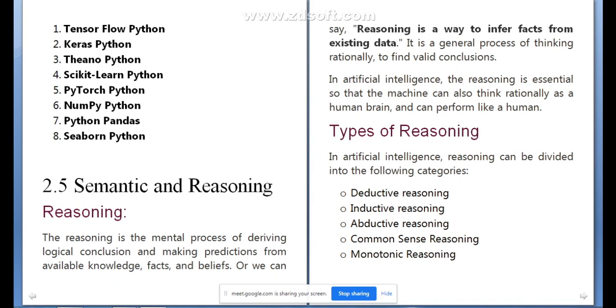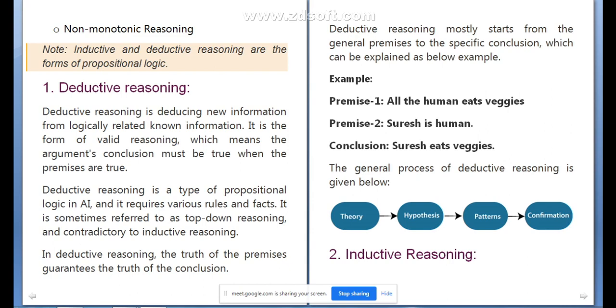So reasoning is important. There are different types of reasoning in artificial intelligence. Reasoning can be divided into different categories: deductive reasoning, inductive reasoning, abductive reasoning, common sense reasoning, and monotonic reasoning. Understood? We will see them one by one. Then also non-monotonic reasoning. So deductive reasoning is to deduce new information from logically related known information.